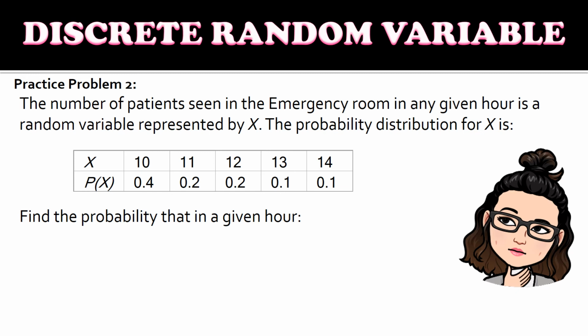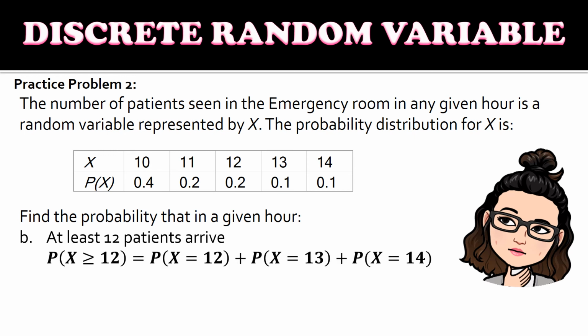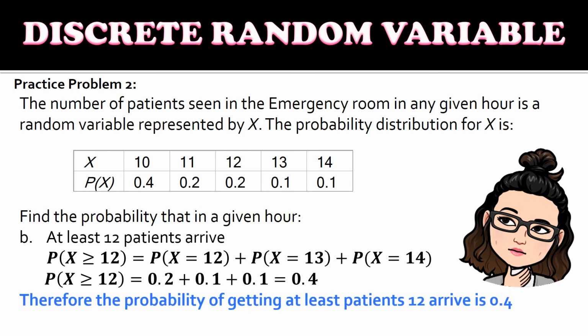Looking at the same problem, the next question is, find the probability that in a given hour, at least 12 patients arrive. What do we mean by at least? It means that 12 is the least number. If we look at the table, we have 12, 13, and 14. So that would be the probability of x greater than or equal to 12 equals the probability of x equals 12 plus the probability of x equals 13 plus the probability of x equals 14. To substitute, we have 0.2 plus 0.1 plus 0.1 equals 0.4. Therefore, the probability of at least 12 patients arriving is 0.4.